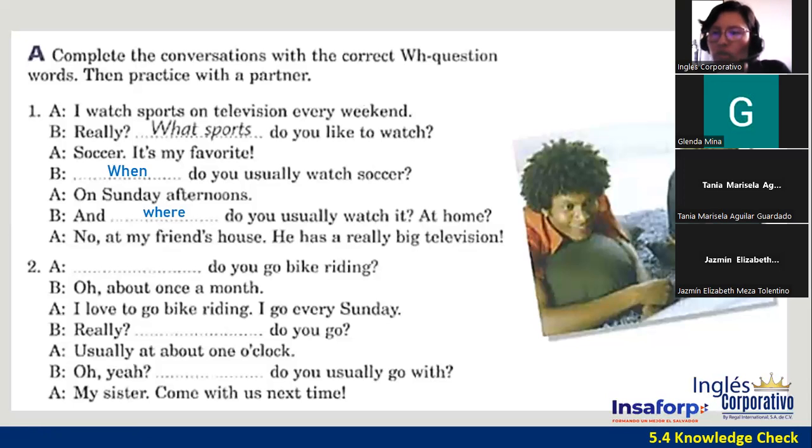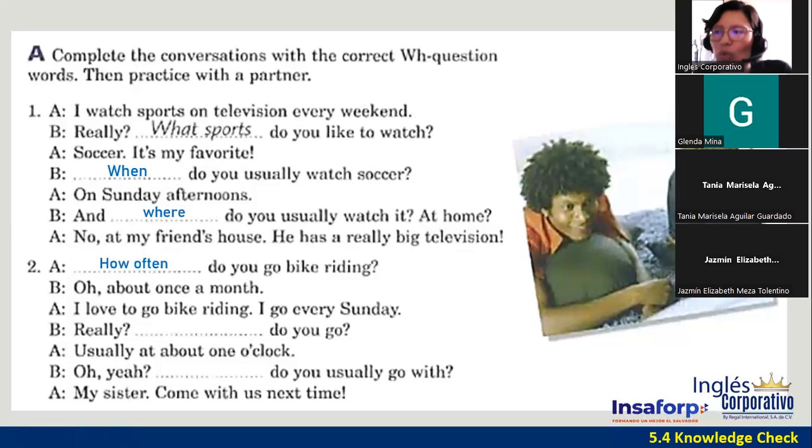¿Cuál otra opción creen ustedes que puede funcionar? When? When is about time. Y lo que yo estoy dando no es tiempo, es una frecuencia, ¿verdad? Una vez al mes. Entonces, recuerden que hay una que vamos a ocupar siempre que estemos hablando de la frecuencia con la que hacemos una actividad. En este caso, preguntando con qué frecuencia se hace una actividad, es how often, ¿verdad?